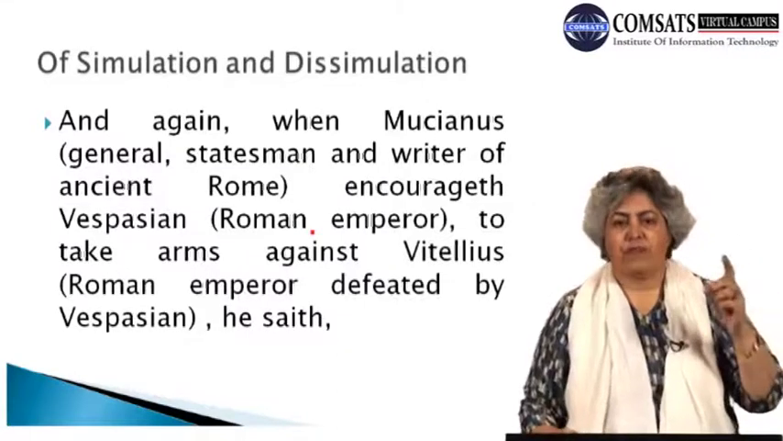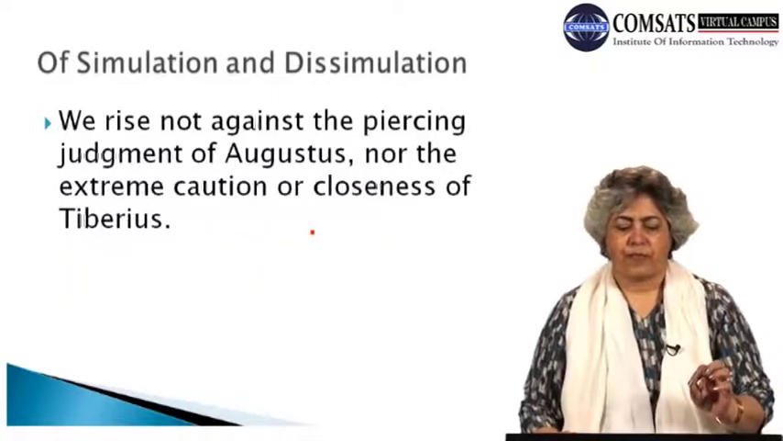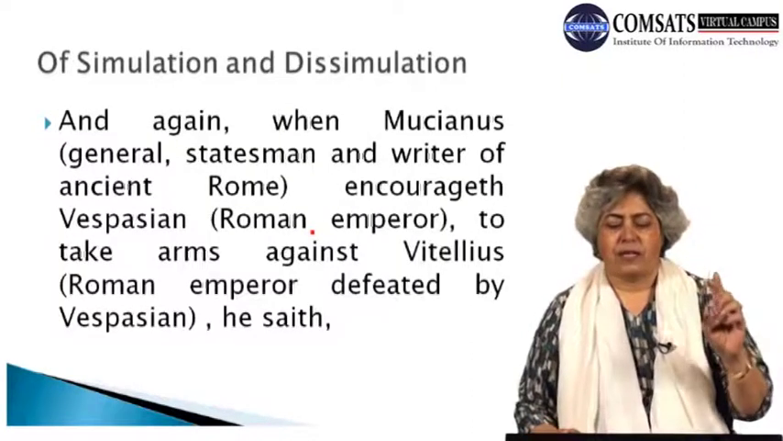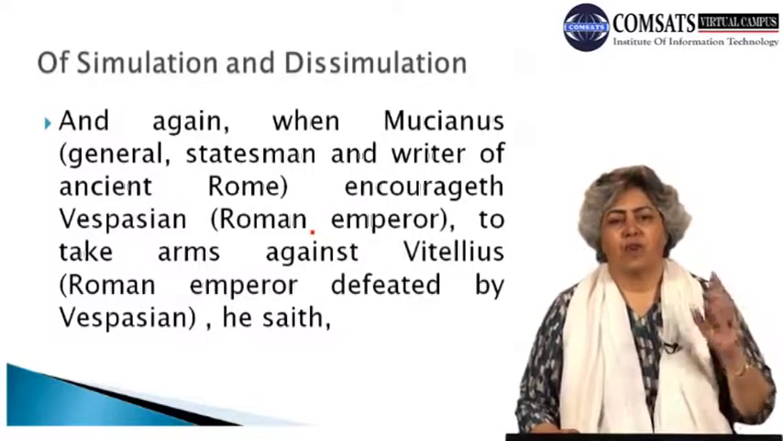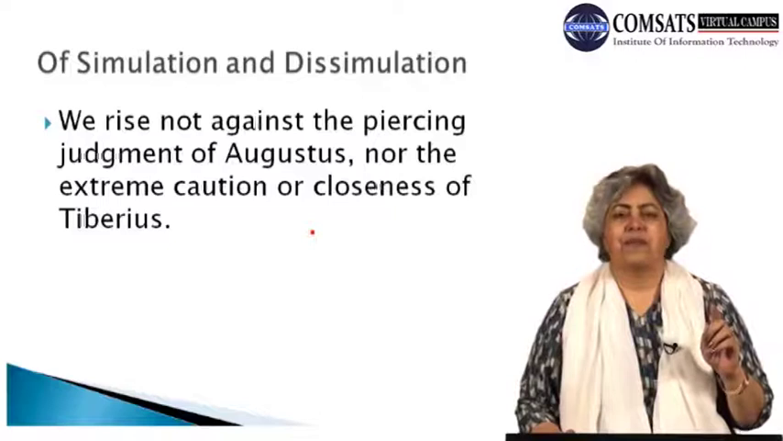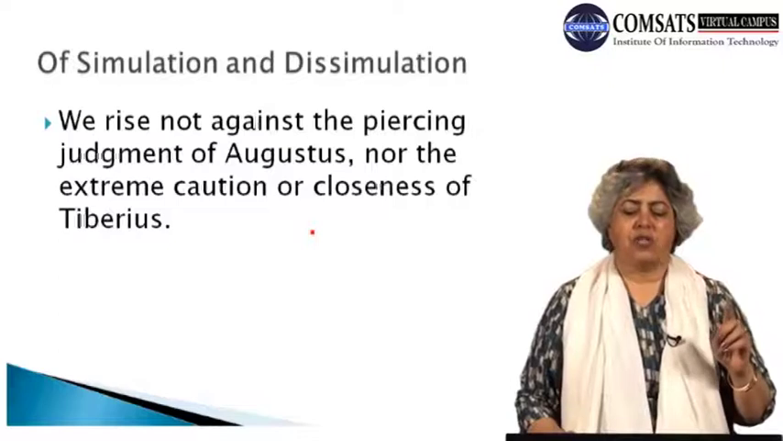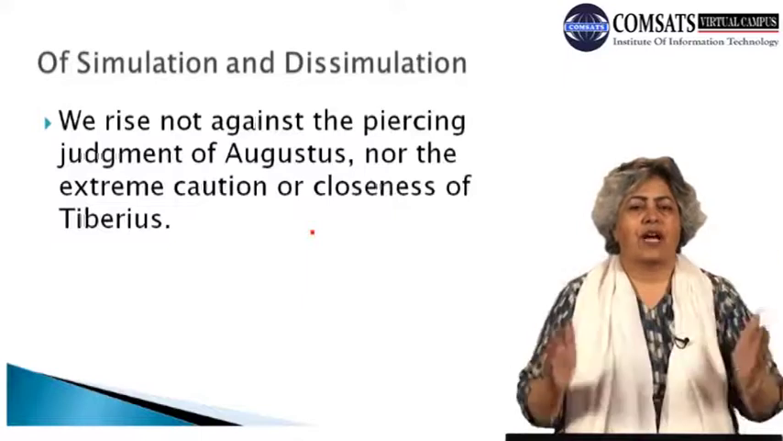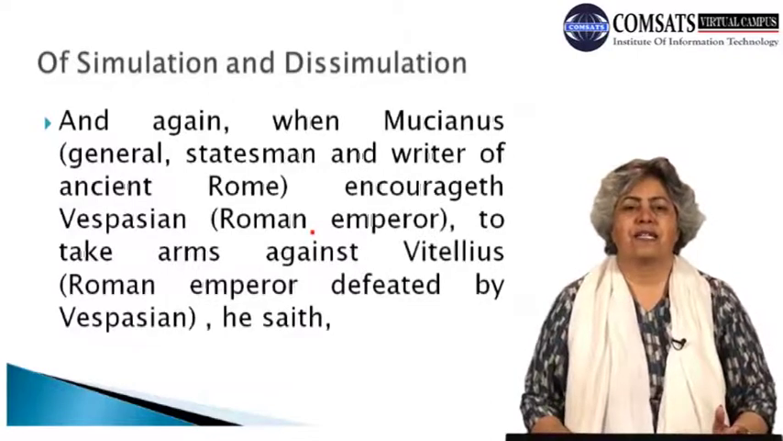All right, a little more of this and we'll come back to how it all links up with simulation and dissimulation. Now, the reason that Mucianus gave to Vespasian was this. All right. We rise not against the piercing judgment of Augustus, nor the extreme caution or closeness of Tiberius. You have to have a justification for starting a war. So let's go back to the previous slide.